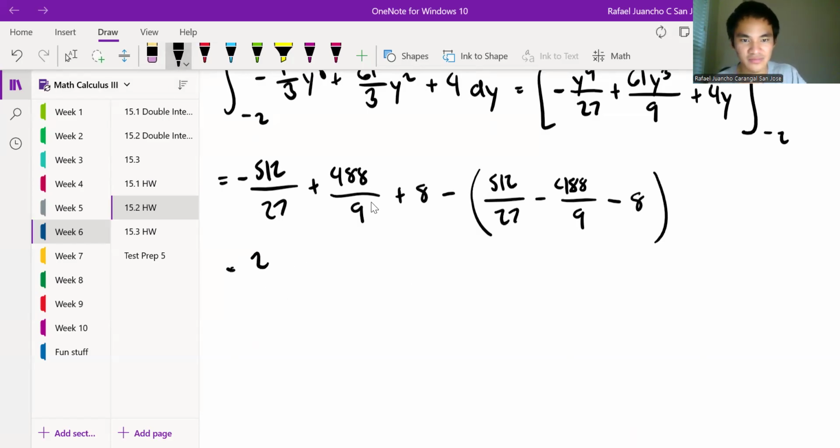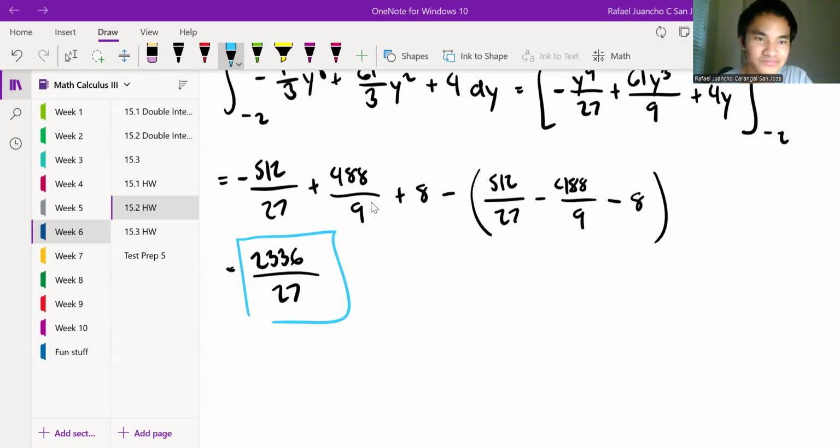This is annoying. Over 27. And that should be my answer. Extremely, extremely annoying. Computation-wise. Or I might just be being careless. I might just be careless at some point. That took a while. Okay.